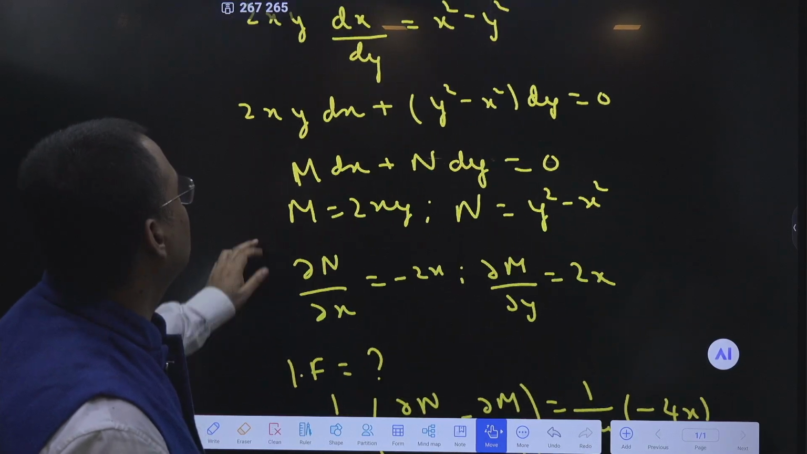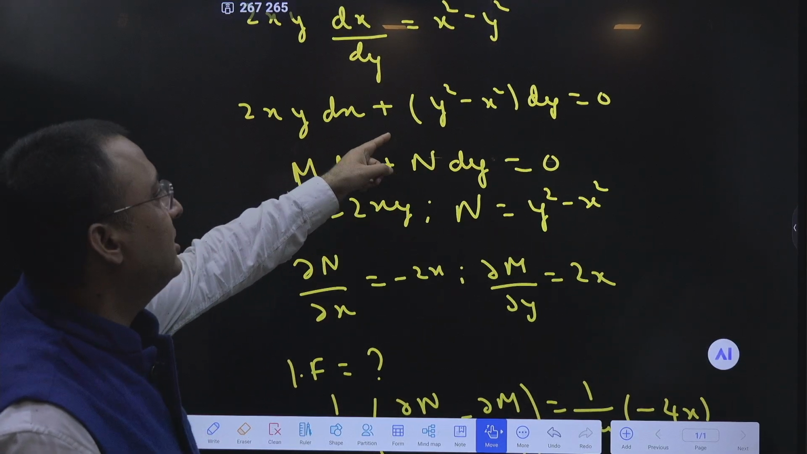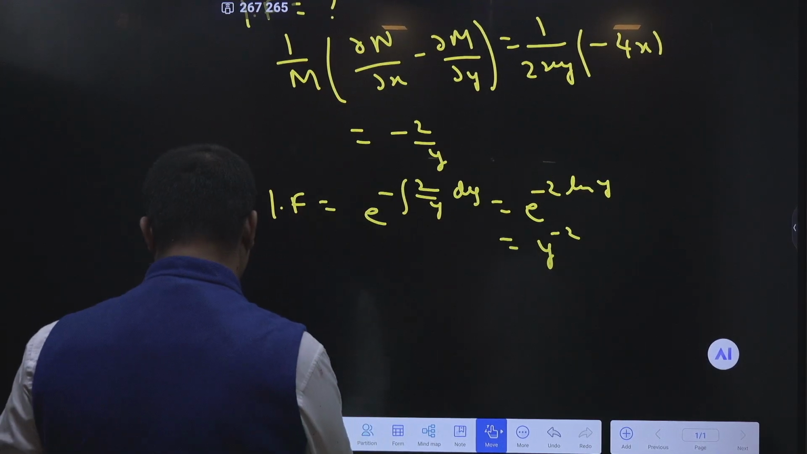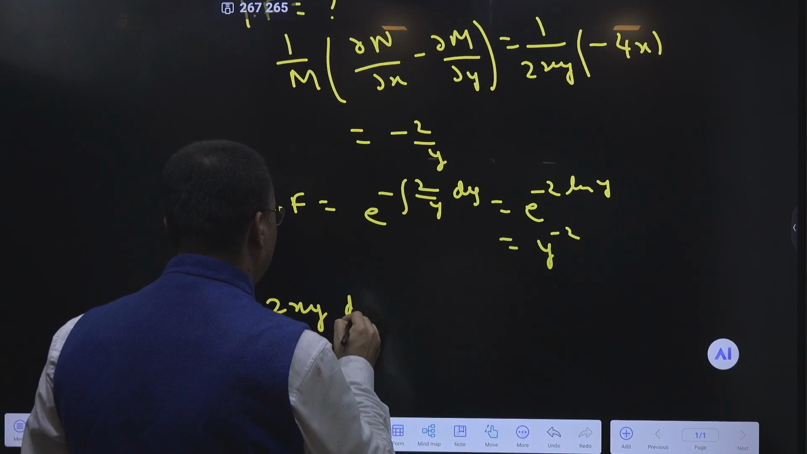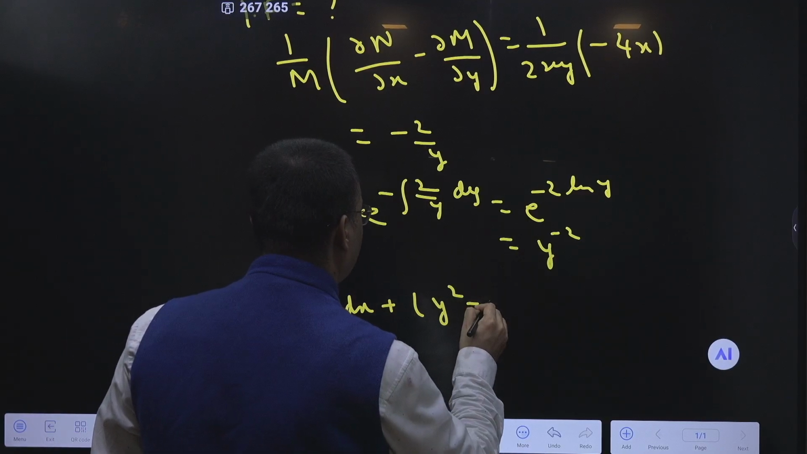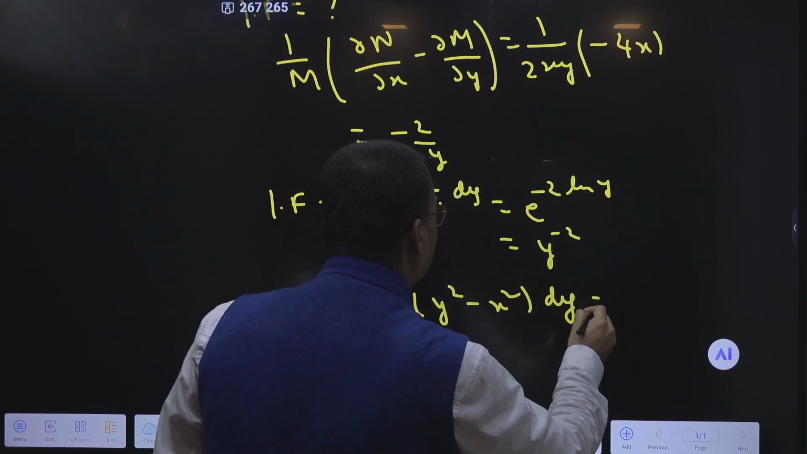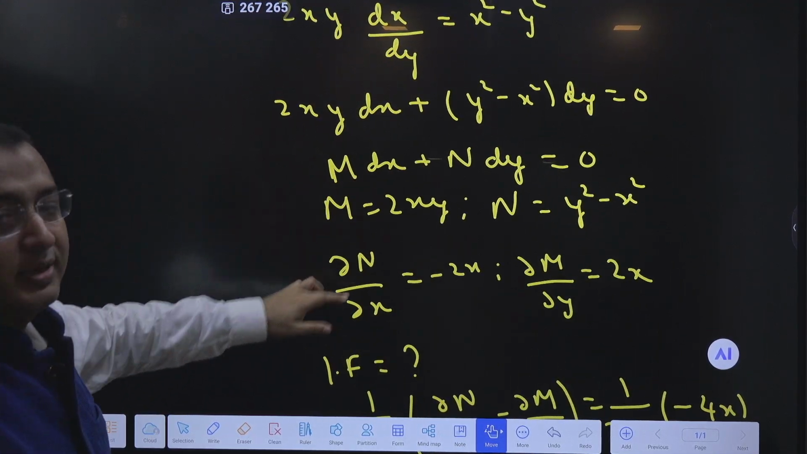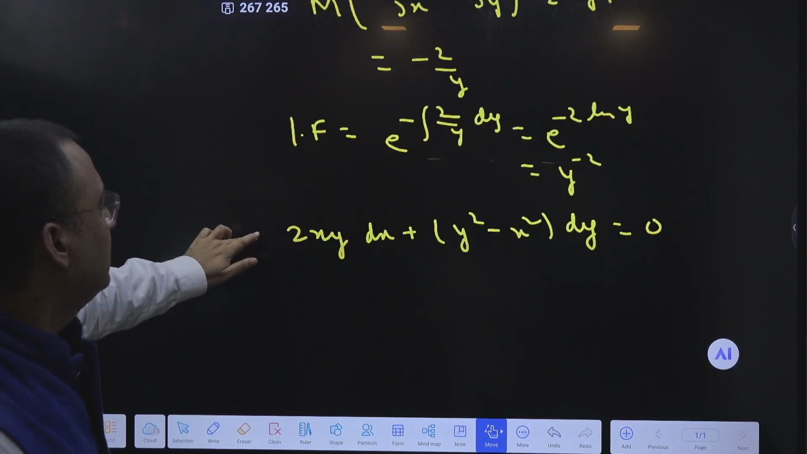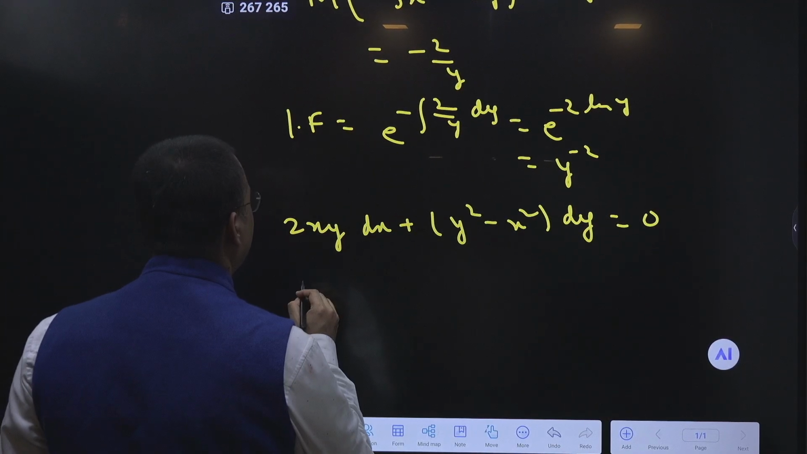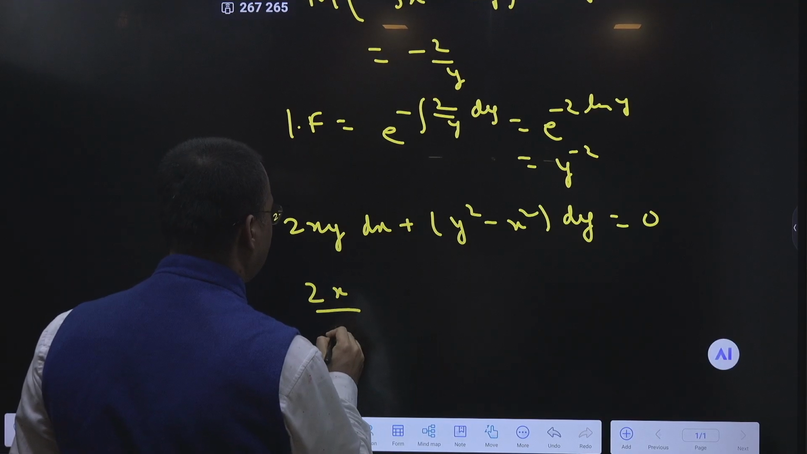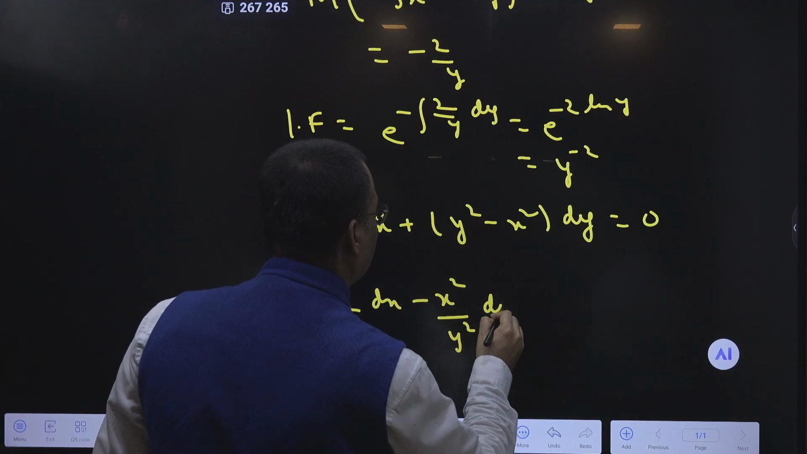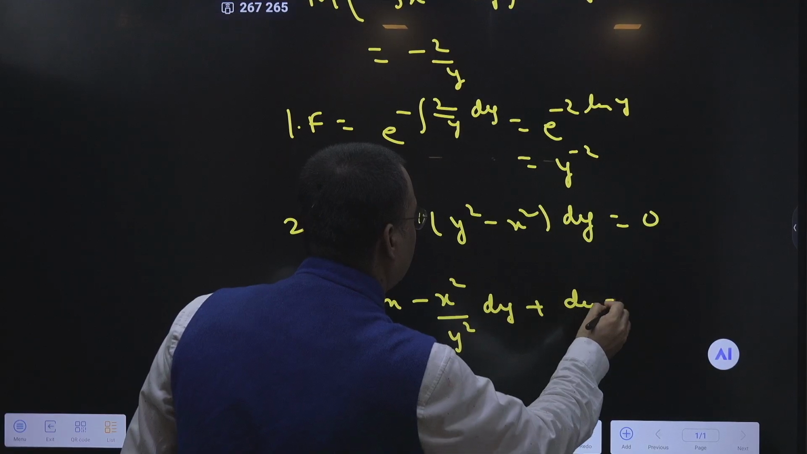So, I need to put into this equation 2xy dx plus y square minus x square dy. So, this is the equation, as you can see, 2xy dx plus y square minus x square dy. I will multiply by this integrating factor and this becomes 2x by y dx minus x square upon y square dy plus dy is equal to 0.